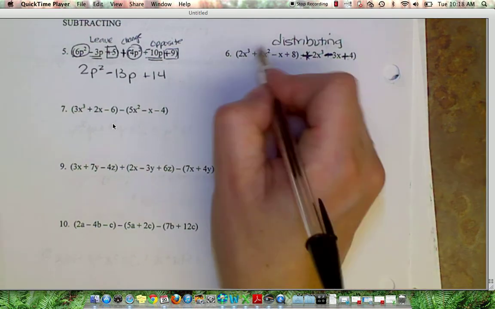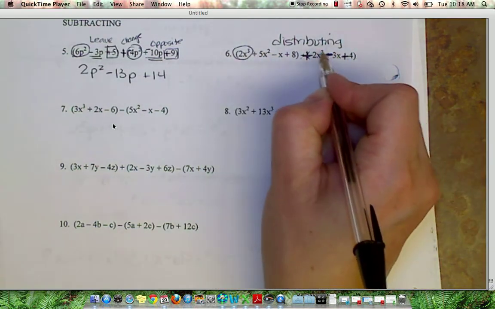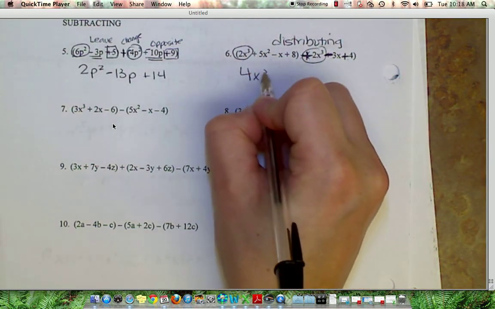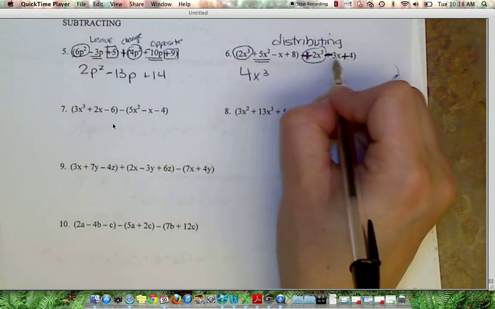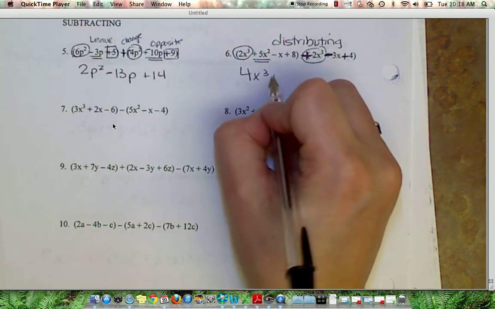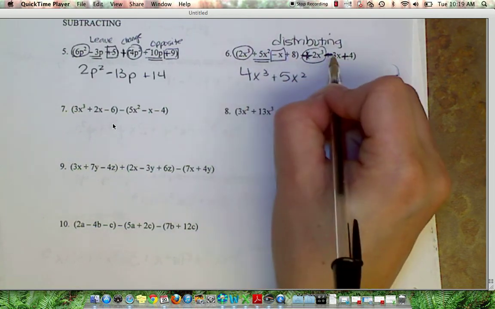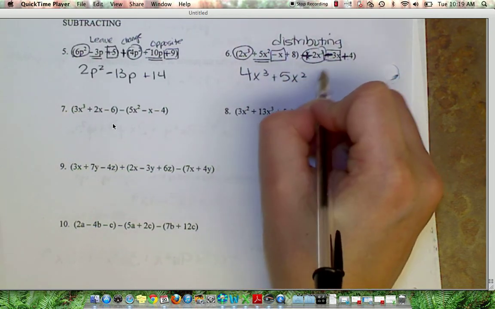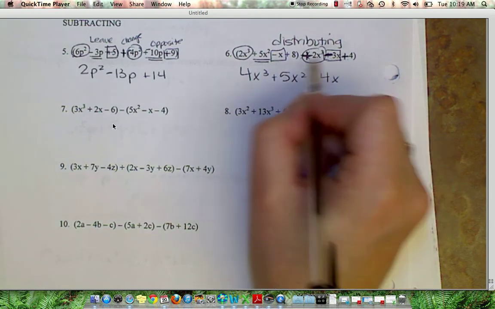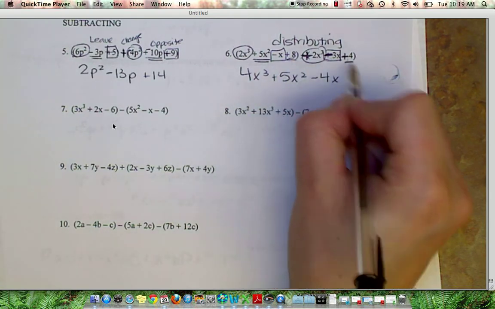Then we combine like terms. 2x cubed plus 2x cubed is 4x cubed. 5x squared, and there are no other x squared, so we just bring that down. Then we've got negative x, and negative 3x would give us negative 4x, and 8 plus 4 gives us 12.